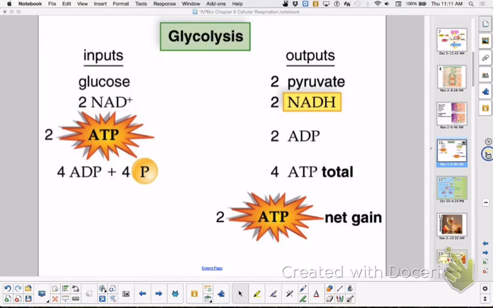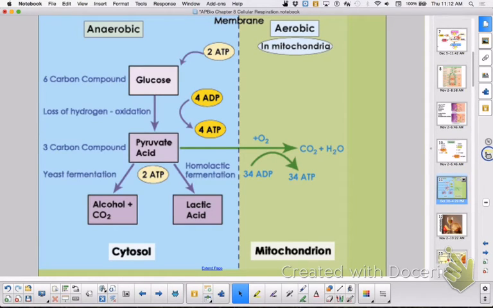Okay. True or false? ATP is both a reactant and a product? True. Because I need 2 to get the party started, and I get 4 as a product. Yes? Perfect. Okay. Now, we need to move from this, and we're going to compare anaerobic and aerobic.